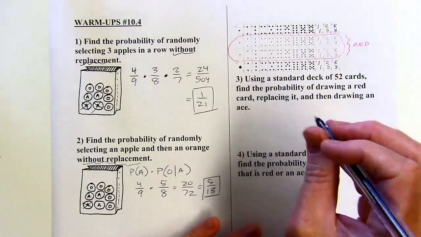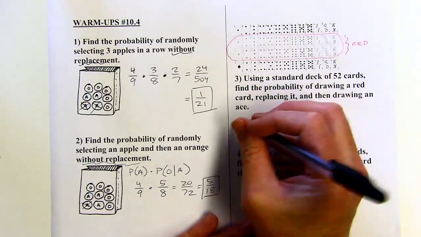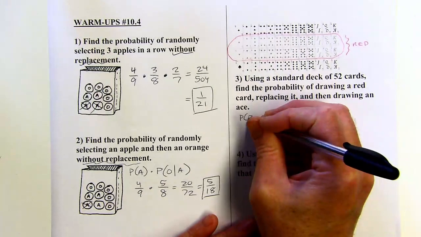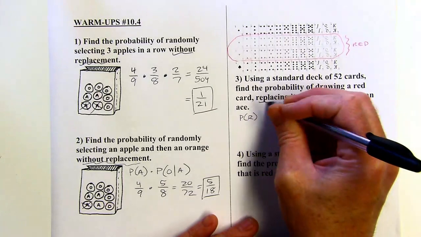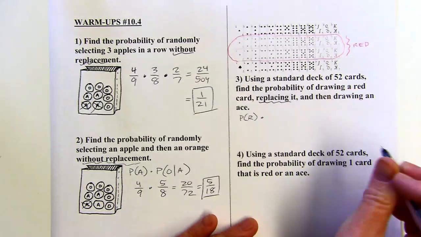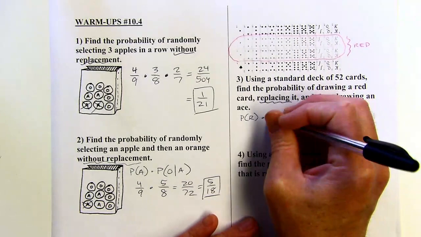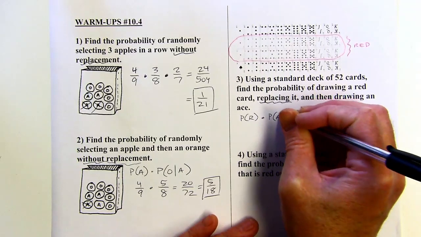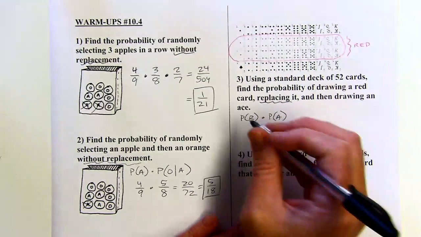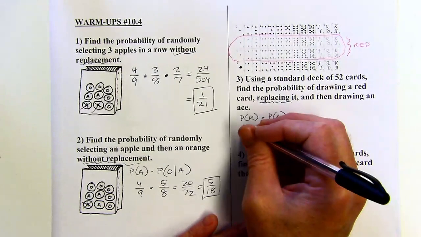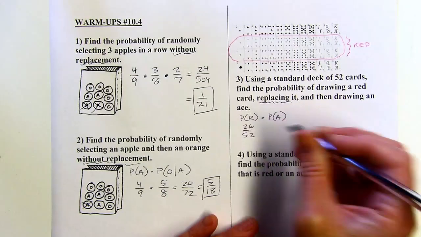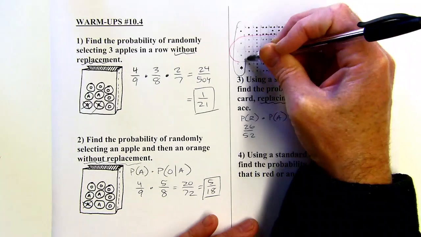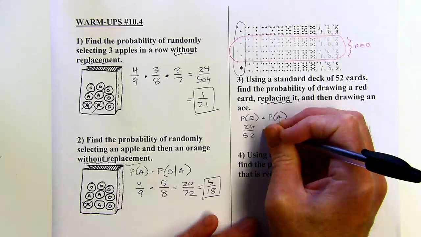So we're going to find the probability of drawing a red card. We are replacing it, so then we're going to just multiply that by the probability of drawing an ace. Okay, so the red cards are 26 out of the 52, or 1/2. And the aces are a little hard to see, but there's 4 aces in the deck out of the 52 cards.